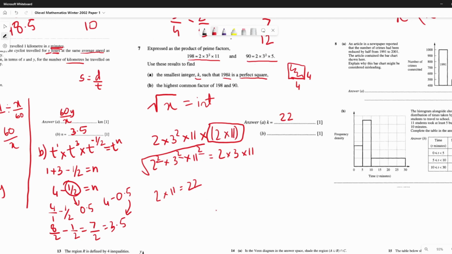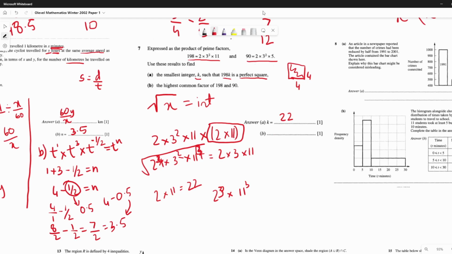Now, obviously, we could have done 2 squared and 11. No, we could not have done that, because that would make this 3 and this 3, which would not give us a perfect square. For a perfect square, these need to be even, as we learned with 16. But we could have done this, right?